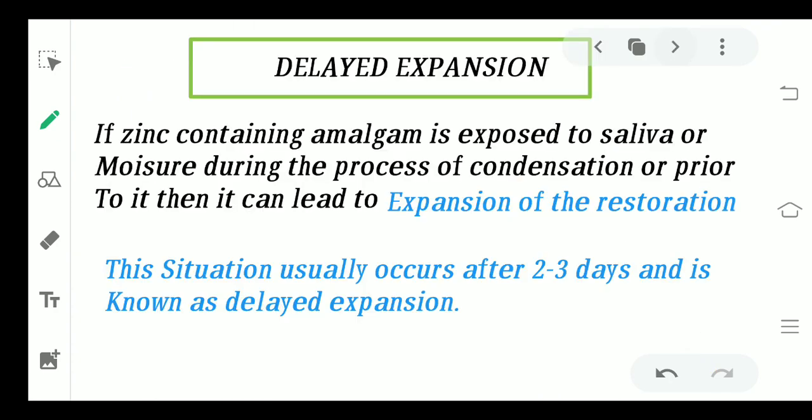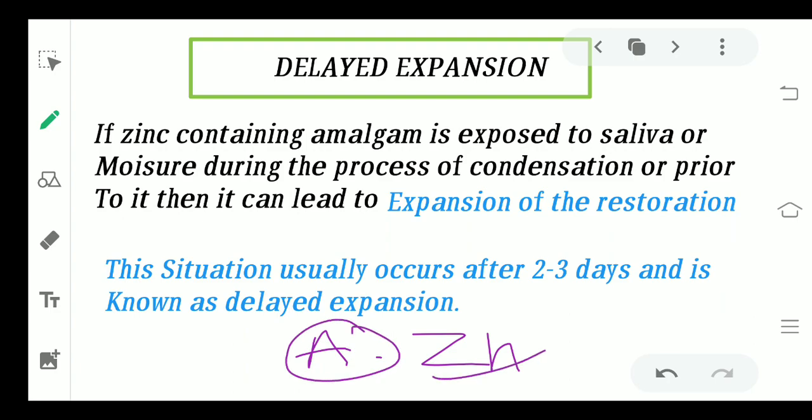So if we come to the problems or complications of amalgam, the very first complication we have is delayed expansion. Now, what is delayed expansion? Whenever you are using an amalgam which has zinc in it, remember, and if that zinc comes in contact with saliva or any kind of moisture, there are chances that delayed expansion will happen. The restoration of amalgam which you have done in the patient's mouth will start to expand. So, if zinc containing amalgam is exposed to saliva or moisture during the process of condensation, or maybe prior to the process of condensation, there are chances that the expansion of the restoration can take place, which is known as delayed expansion. Now, this situation usually occurs after 2 to 3 days of the restoration being done.